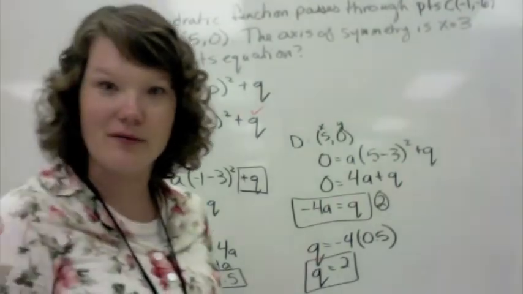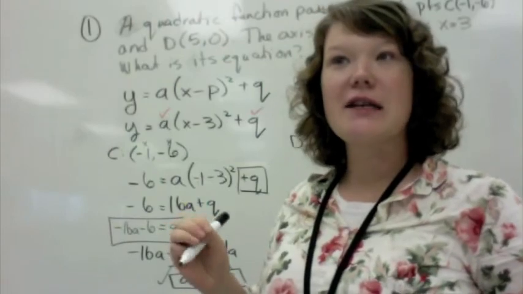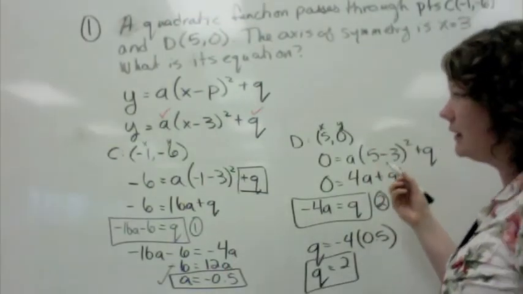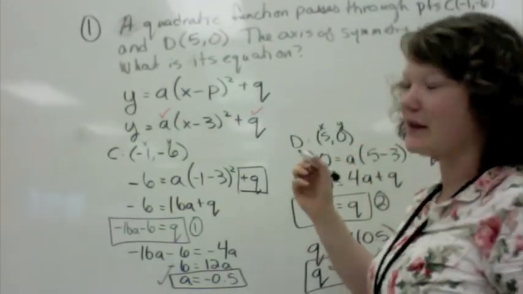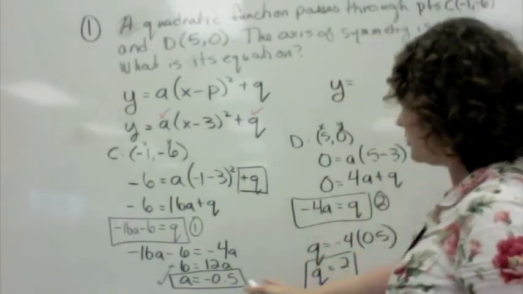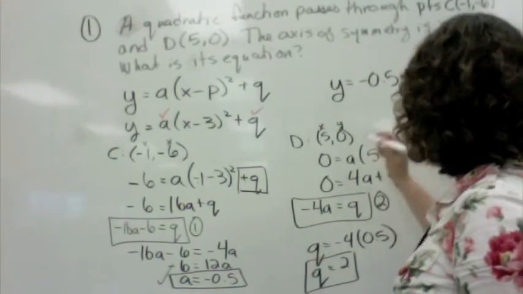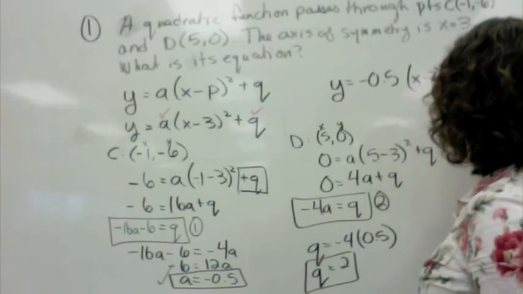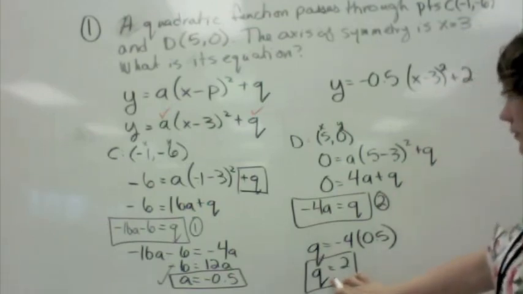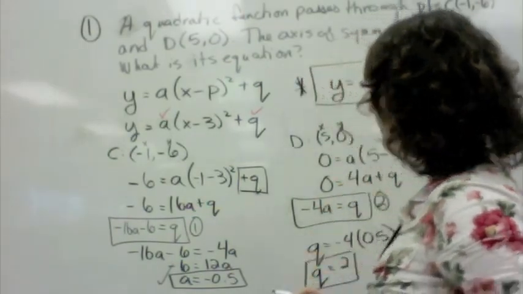So I'm just going to write that equation so we know everything. At the end of the day, if it's asking for the equation, you should only have the x and y variables that are unknown, because that's how we graph things. We need to have both x and y. So the final answer is going to be y equals, I know a equals negative 0.5, times (x minus 3) squared plus 2, because q equals 2. This is my final answer. Put a box around it. Make your teacher happy.